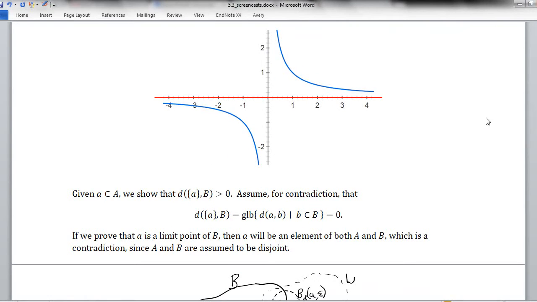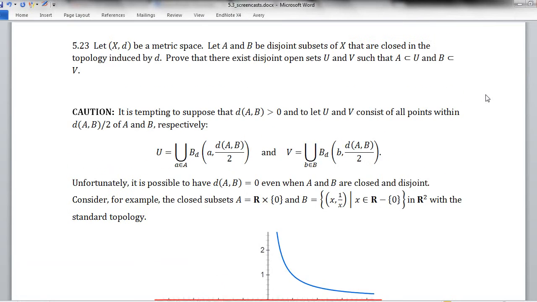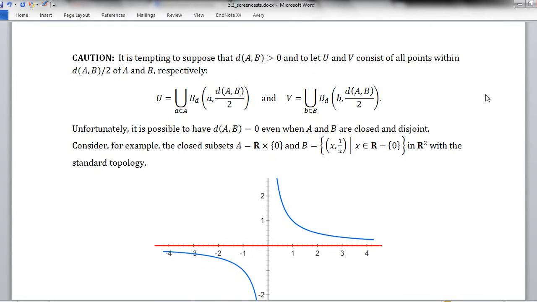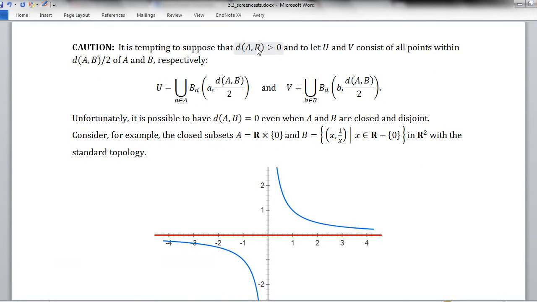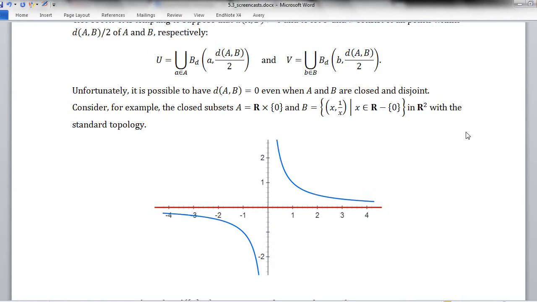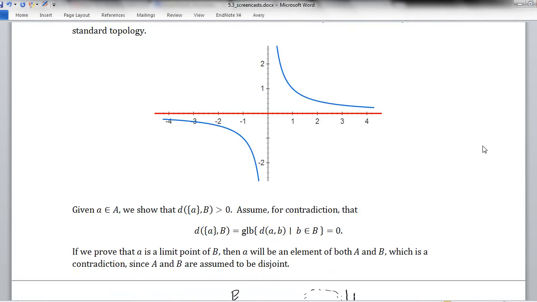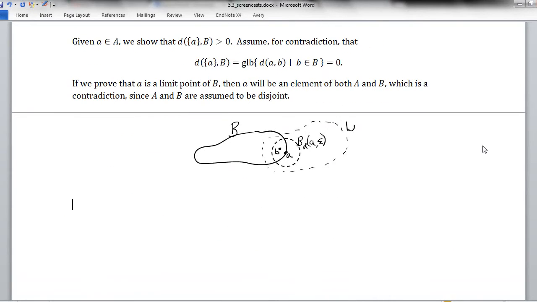So that doesn't quite work, but it's not too far off from the right idea. Instead of looking at the distance between the two sets, what we want to do is look at the distance from a point in one of the sets to the other set. So go one point at a time. If you do that, say you take a point a in A, it turns out that the distance from that singleton set to the set B does have to be positive.